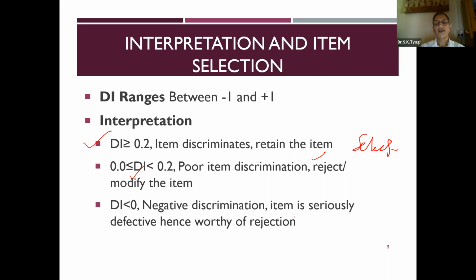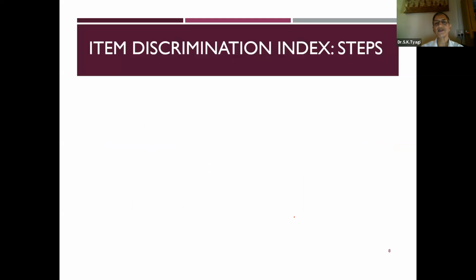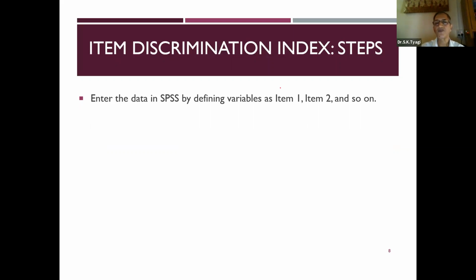Now, how do we calculate this discrimination index, particularly in SPSS? Discrimination index in SPSS is our next agenda point. What are the steps? Number one, we enter the data in SPSS by defining variables as item 1, item 2, and so on, up to the number of items which we are analyzing, say 50 or 60.